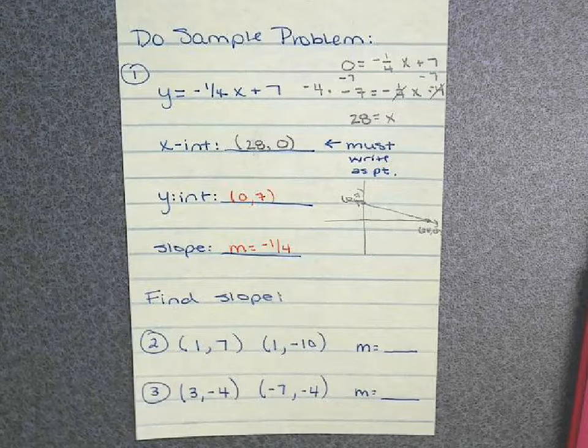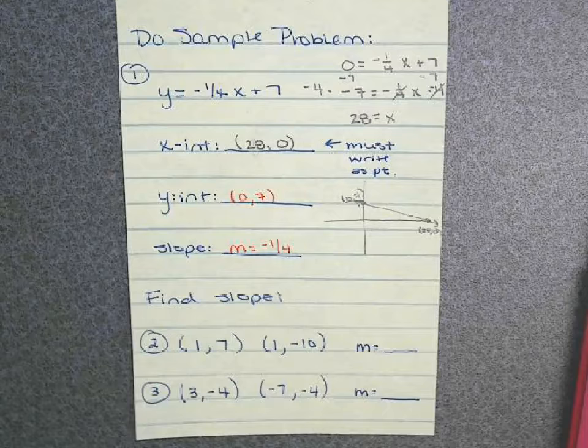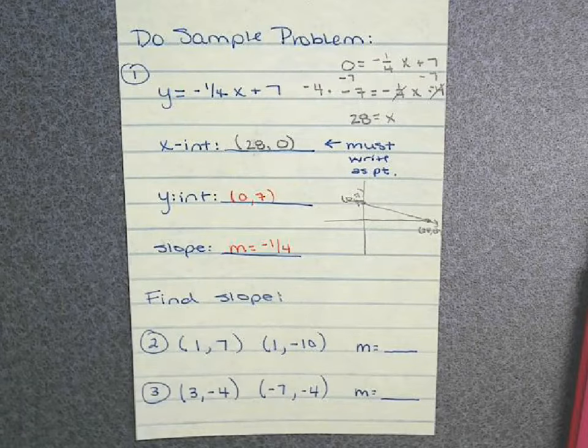Does that make sense? We talked a little bit about the x-intercept, but we didn't show the algebraic way of finding it, so I wanted to show that to you. How about finding the slope for these 2 points for numbers 2 and 3? Go ahead right now. I'm going to give you a minute to try to find that slope.